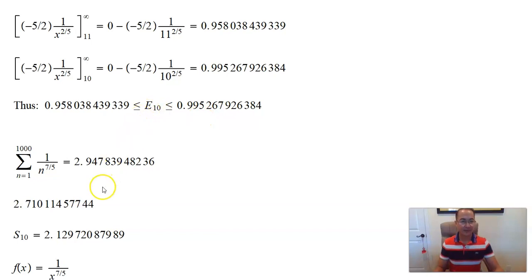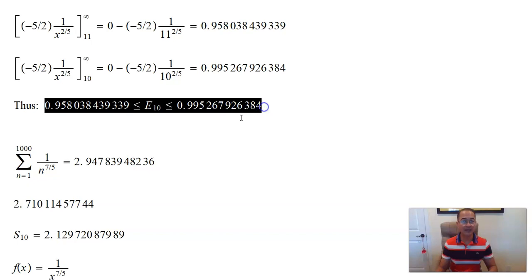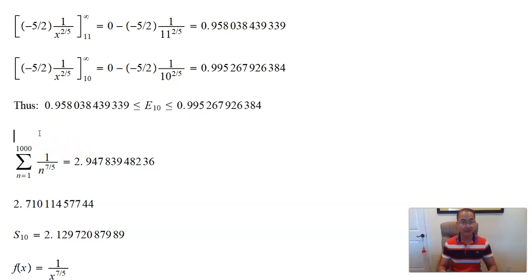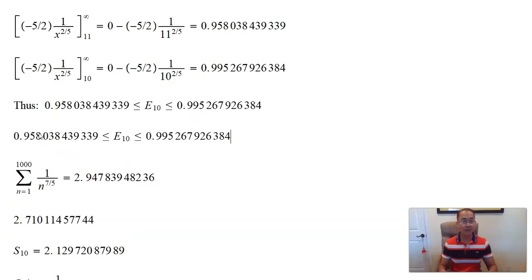All right, we're back. So we have everything that we need on this screen because we know that our E sub 10, our error, is between 0.958 and 0.995. We know that our S10 is approximately 2.1972 according to Maple. Okay, so according to what we just saw, we are going to add our partial sum S10 to all the parts of this compound inequality.